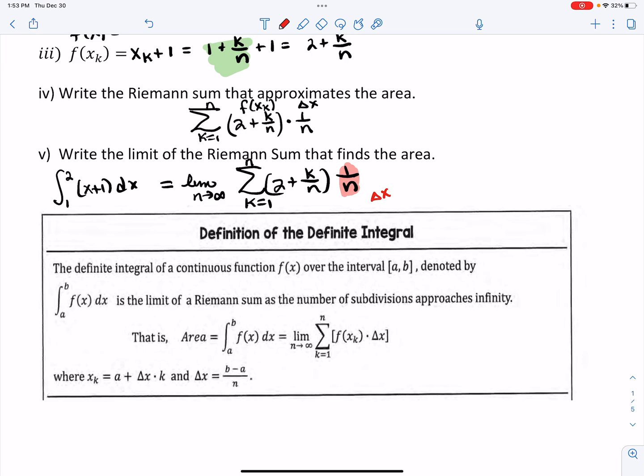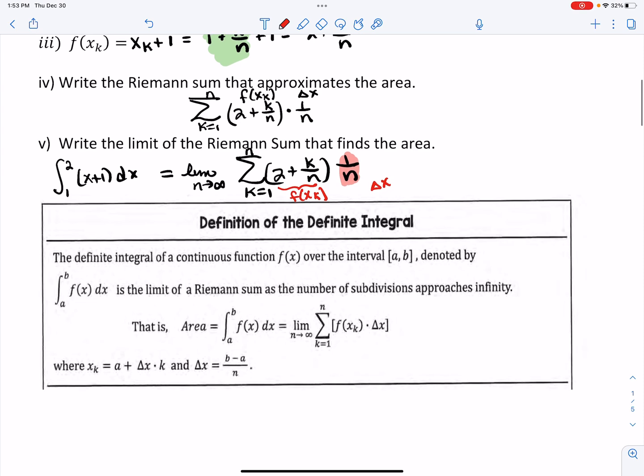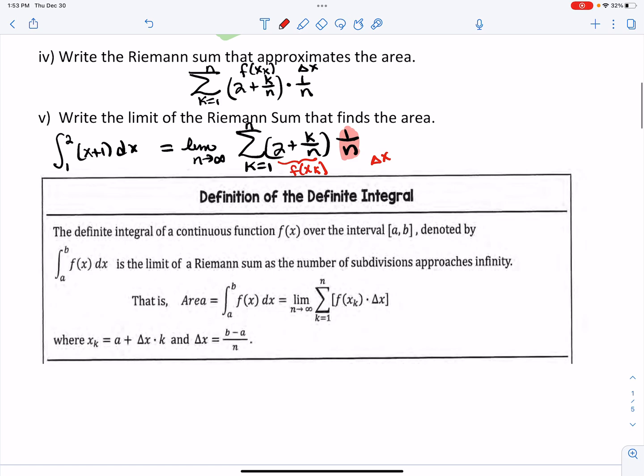And the f of x sub k is really what's in this parentheses. So this represents the function at the kth x value, right endpoint. All right, but to get x sub k, this is the key.